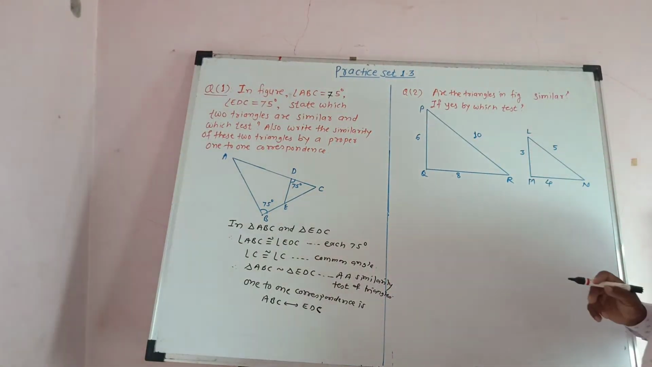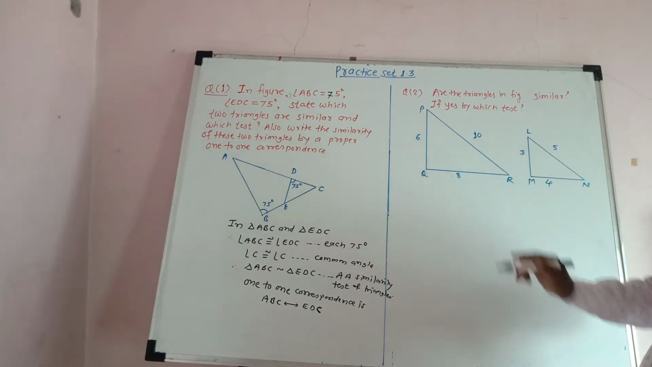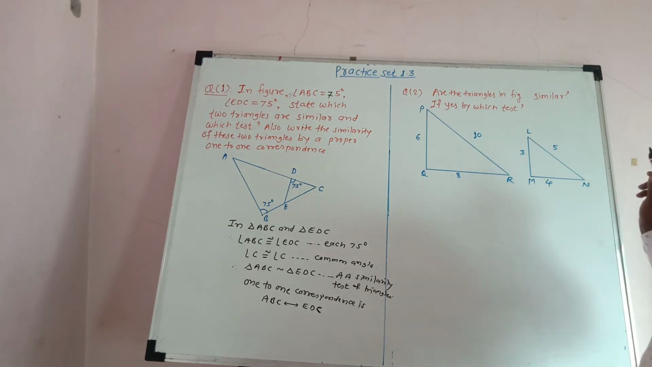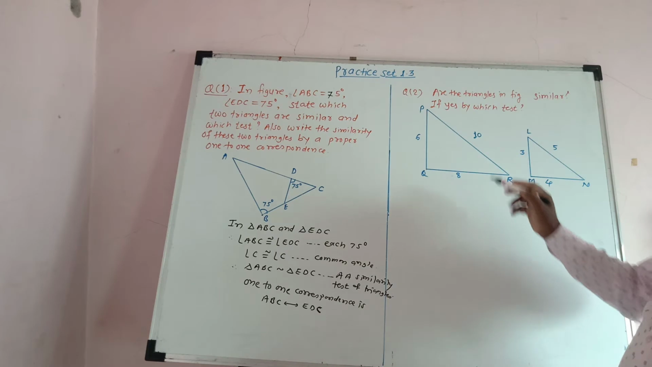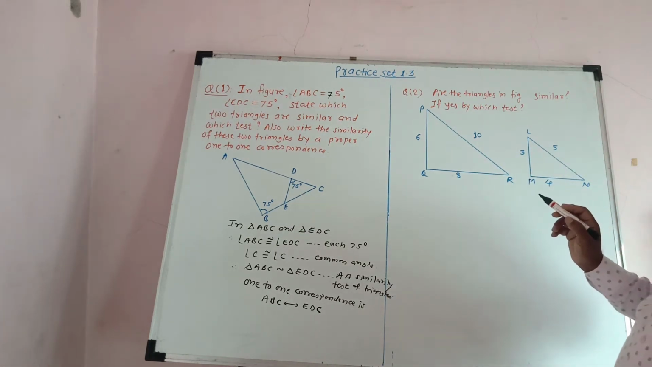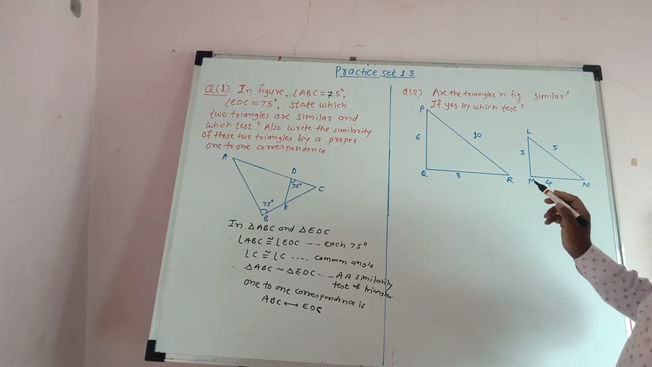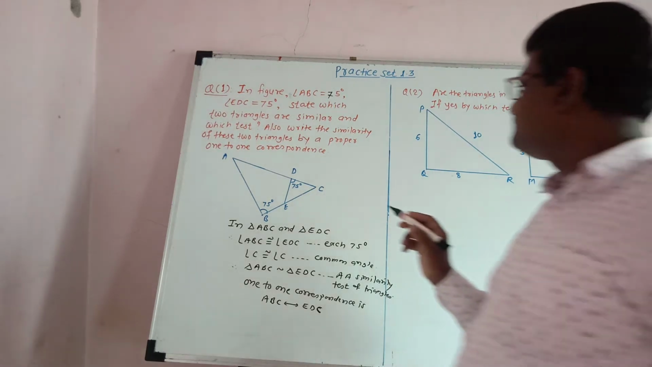Question number 2. Are the triangles in the figure similar? If yes, by which test? We are given two triangles, triangle PQR and triangle LMN, and the measures of sides are given. If we take the ratio of the sides, we can check the similarity criterion.